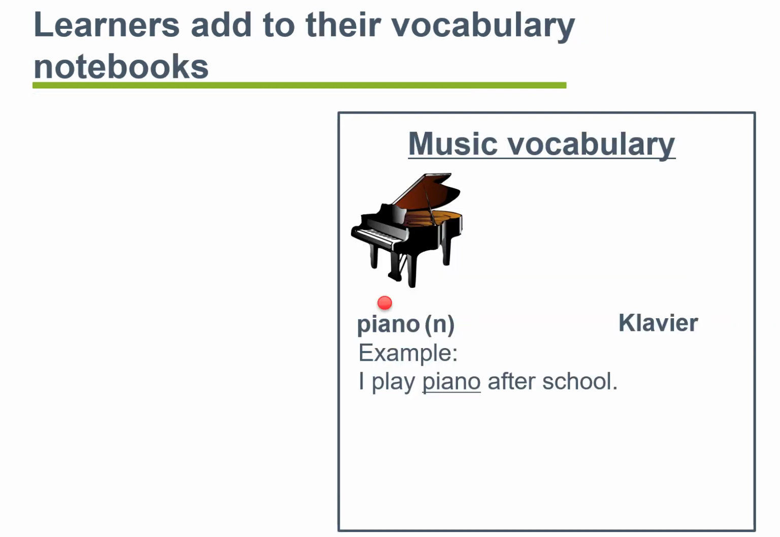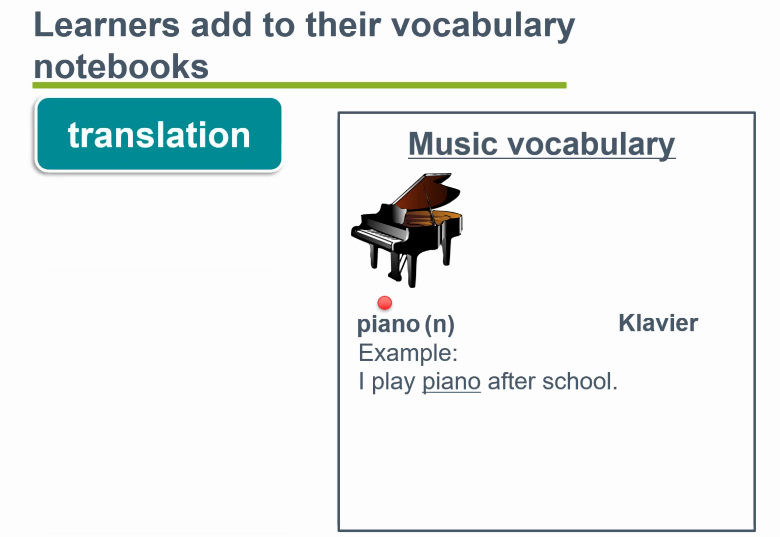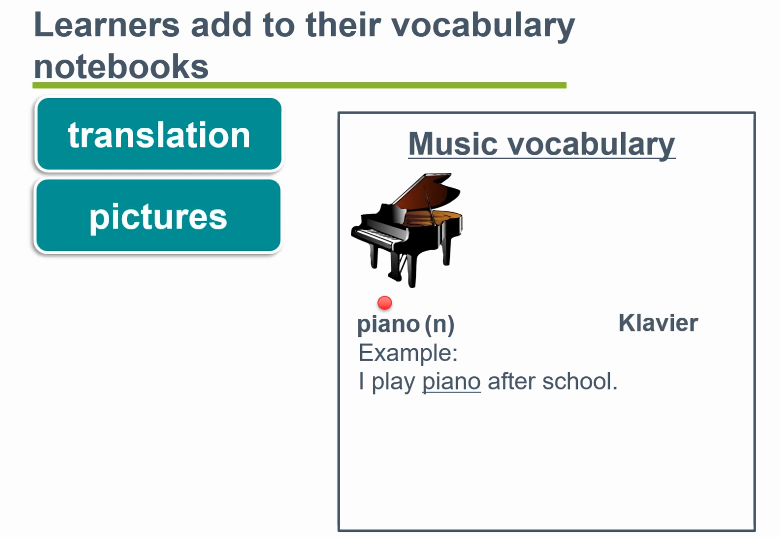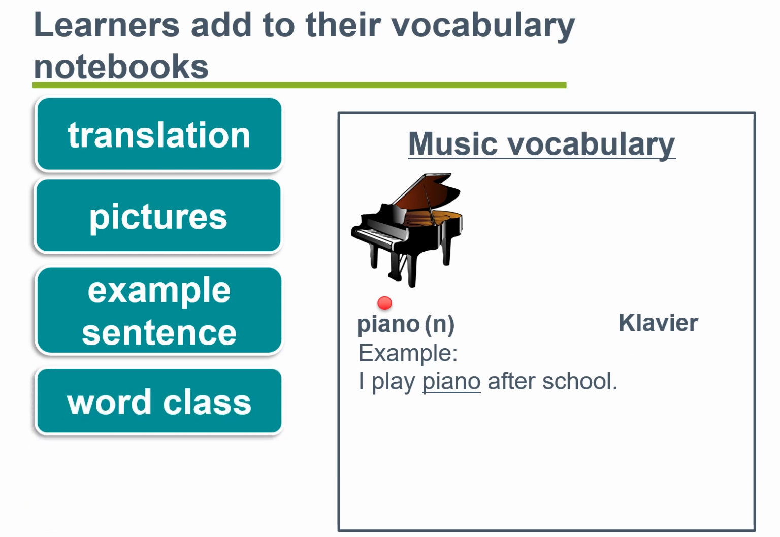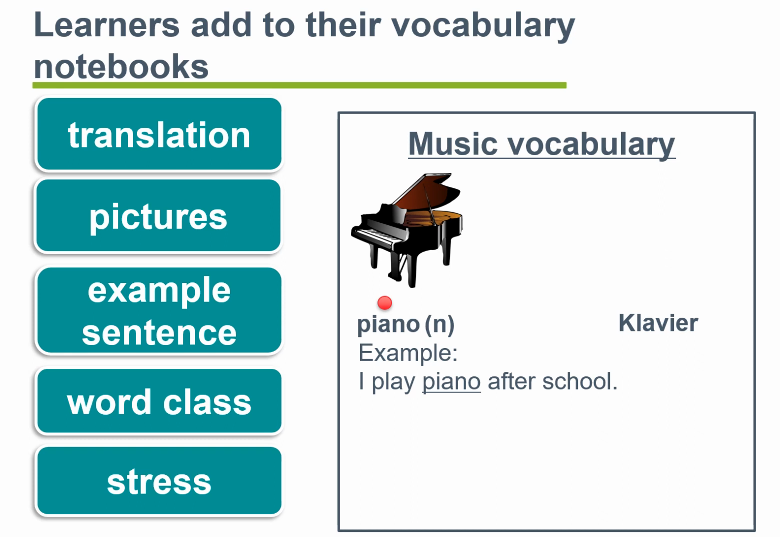You can also encourage your learners to add this to their vocabulary notebooks. When they're recording their new words, you can encourage them to record the translation. You can also encourage them to record pictures and to copy or ideally write their own example sentence, if possible, and also to record the word class, for example, noun, verb, adjective. The dictionaries mentioned before will have this information. And also the stress. For example, here piano has 3 syllables and the stress is on the second syllable, piano.